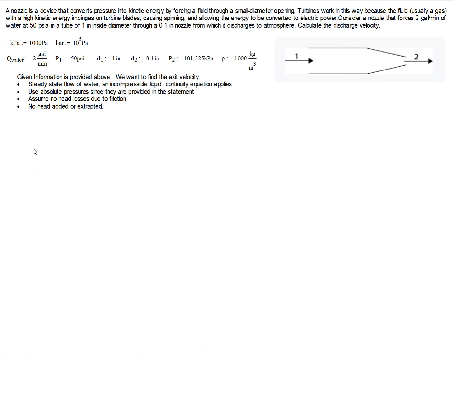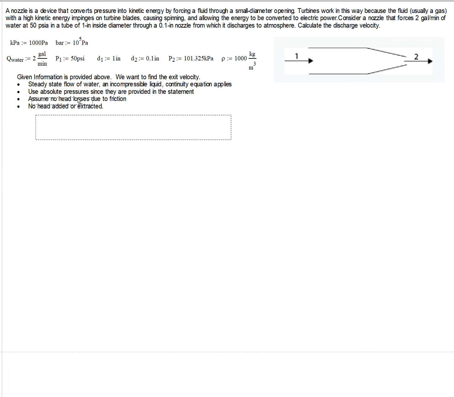Our assumptions: this is steady state flow of water. It's also an incompressible liquid, and so the continuity equation applies. We're going to use absolute pressures. If we wanted to use gauge, we could, but we're going to use absolute because that's what is given. We're assuming there are no head losses due to friction. Sometimes in process fluidics, for a restriction like this, there would be a frictional loss or head loss, but we're going to assume that's essentially 0. And there's not going to be any head added or head extracted.